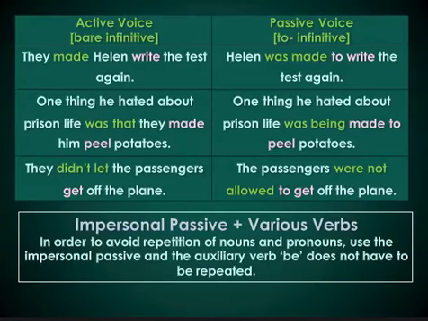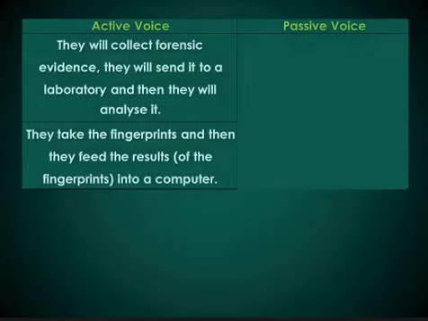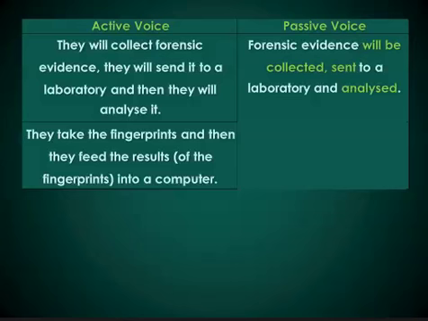Now, impersonal passive can be used with many other verbs. In order to avoid repetition of nouns and pronouns, we use impersonal passive, and the auxiliary verb to be does not have to be repeated. For example, they will collect forensic evidence. They will send it to a laboratory, and then they will analyze it. You see the amount of repetition here. By using passive voice, you can prevent all this. Forensic evidence will be collected, sent to a laboratory, and analyzed.